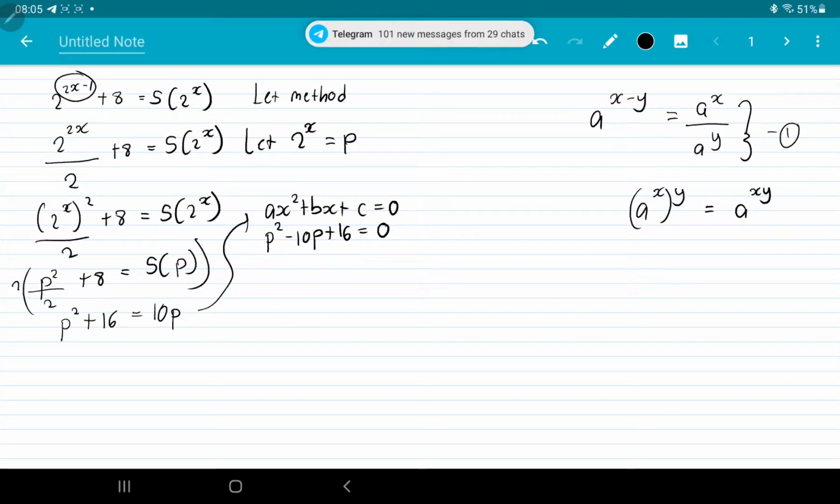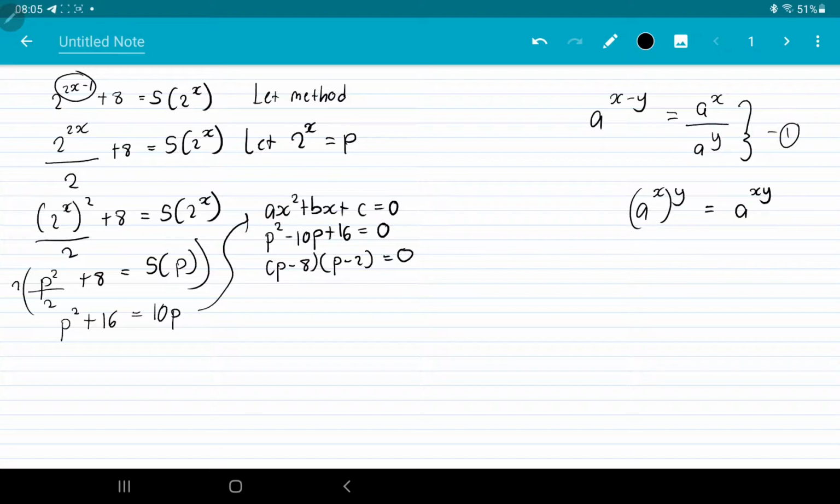Now we factorize the equation. We get p minus 8 and p minus 2. Now we can note each value for p, which is p is equal to 8 and p is equal to 2. We know that we substitute p with 2 to the power of x. Therefore, we will have two answers, which is 2 to the power of x is equal to 8, and 2 to the power of x is equal to 2.